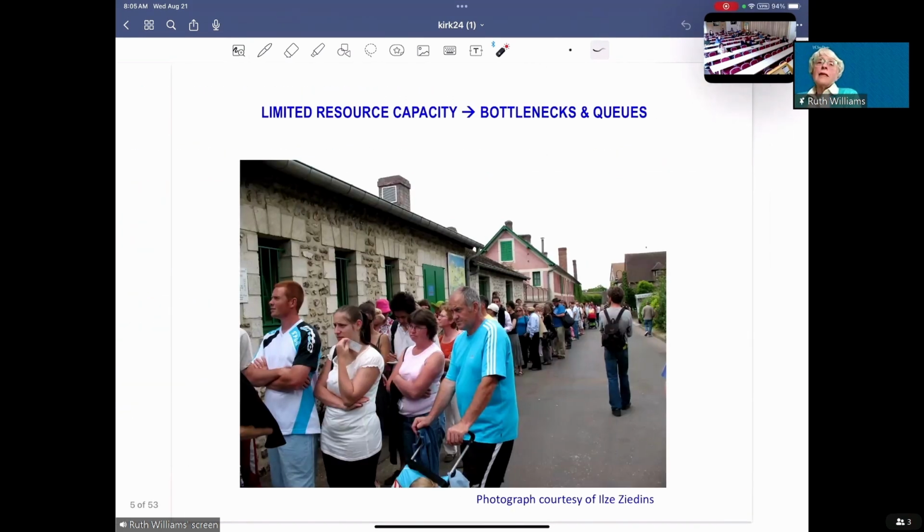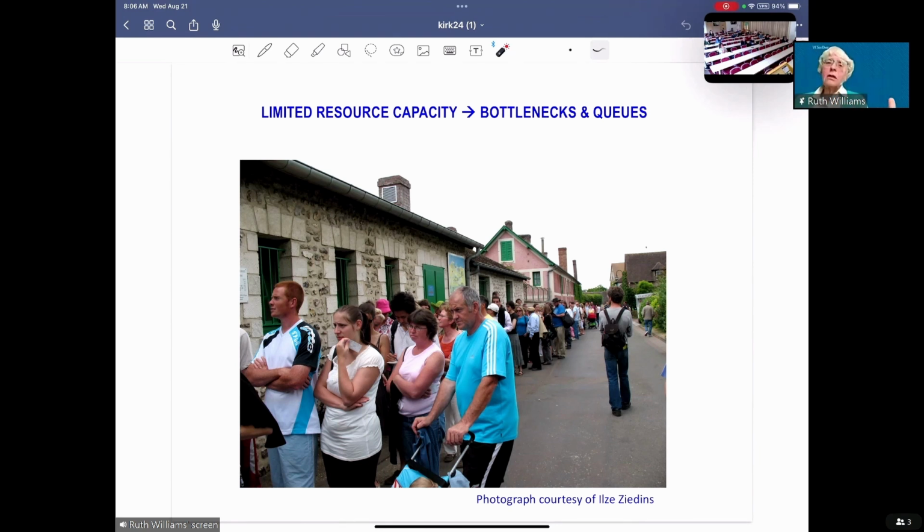One thing about these networks is that often the capacity of the processing resources is limited, which can lead to bottlenecks and queues. This is an extreme example of people queuing to get into Monet's garden in Giverny in France. It's wonderful once you get inside, but of course often there's a queue that you need to wait in.